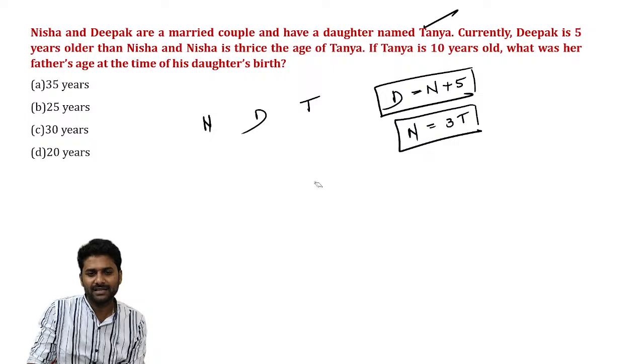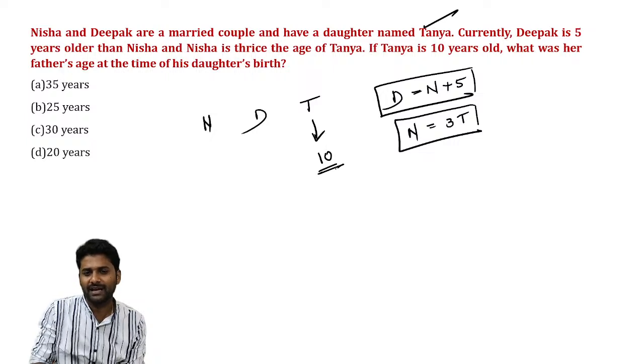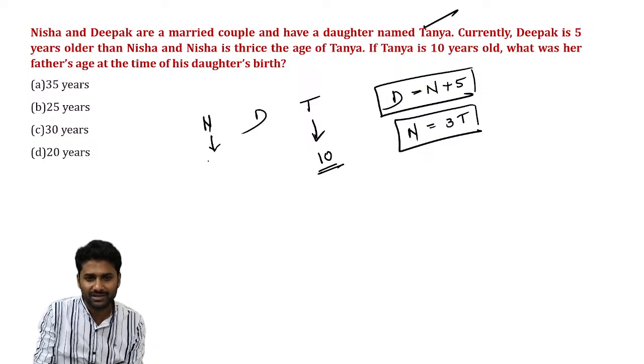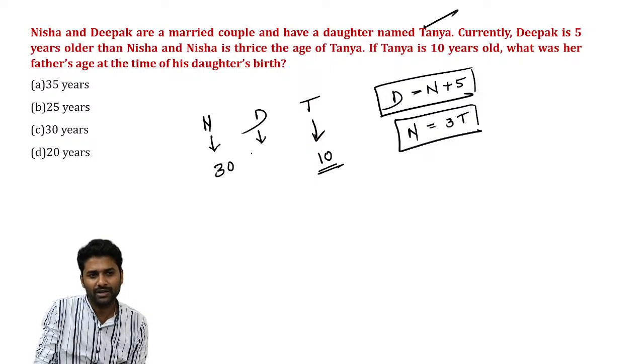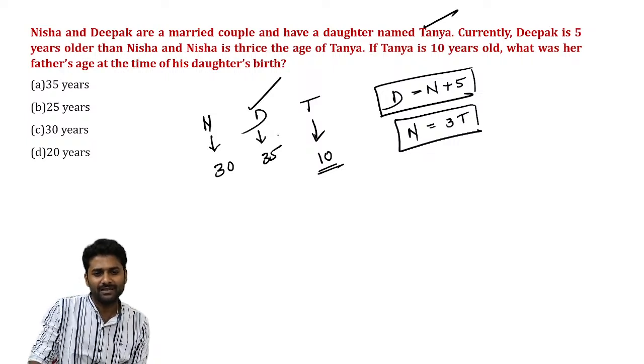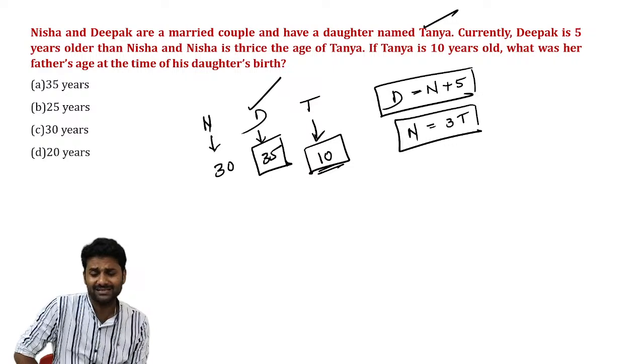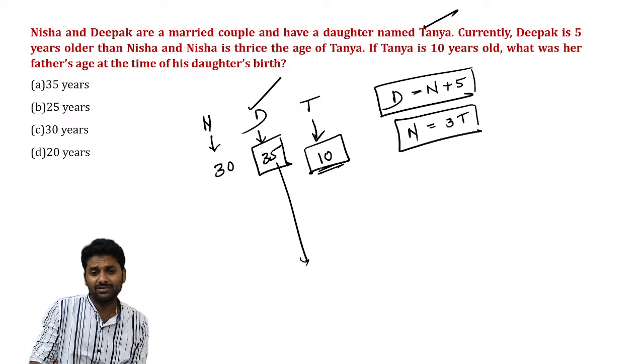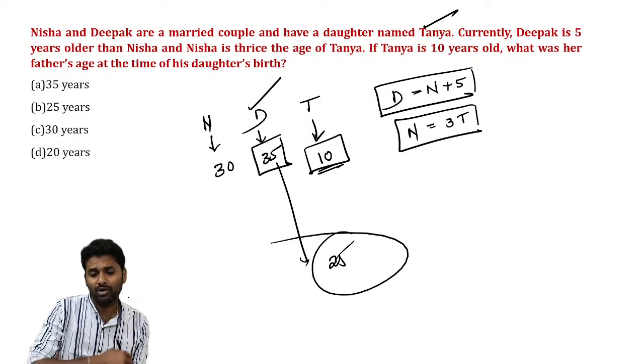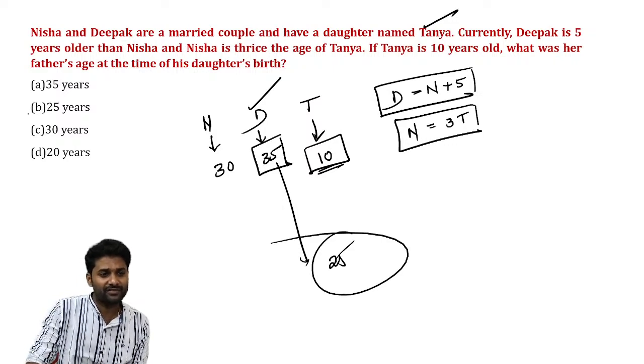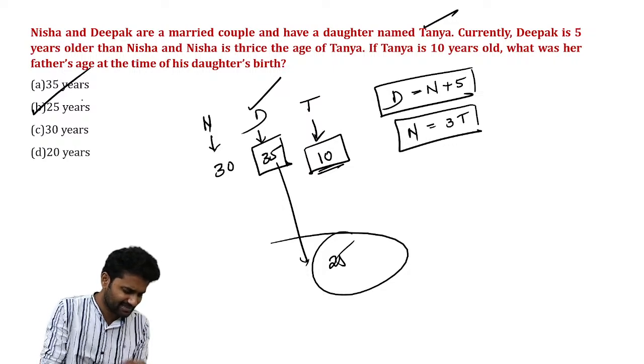If Tanya is 10 years old, then Nisha is 3 times Tanya, which means 30, and you already know that Deepak is 5 years elder, then it becomes 35. The question is, what was her father's age at the time of his daughter's birth? So father means Deepak. Deepak's present age is 35. Tanya is the daughter of Deepak, and her age is 10 years. At the time of birth, 10 years ago, Tanya was born. So definitely at the time of her birth, Deepak's age was 25 years. Understand the simple statement.